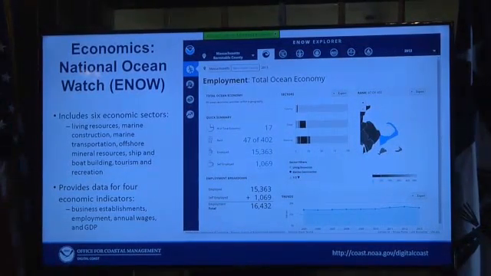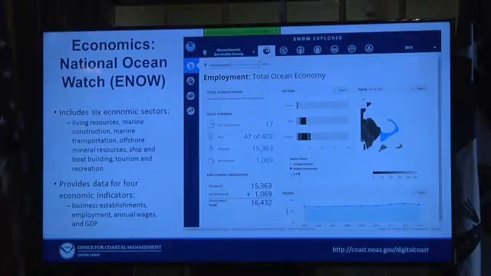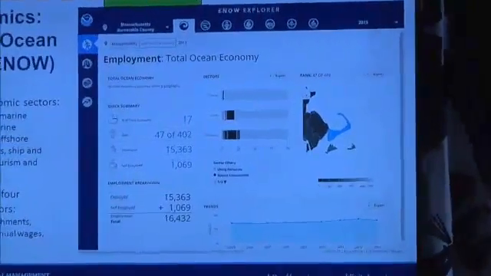It allows someone to come in and take a look at 6 different economic sectors that are coastal and ocean dependent. Things like living resources, marine transportation, tourism, and recreation. And then, through our partnerships with BEA, BLS, and others, we compile and synthesize information in 4 different economic indicators: establishments, GDP, wages, and employment in all these different areas.